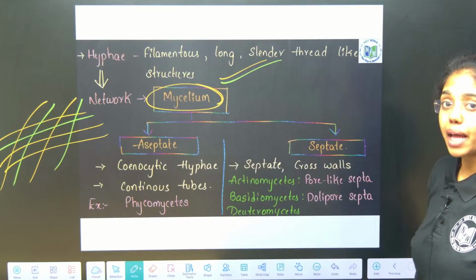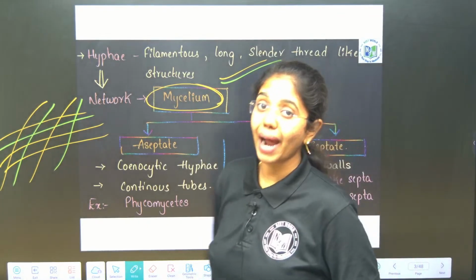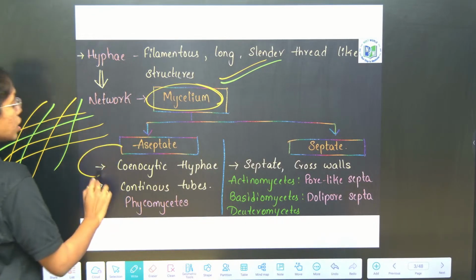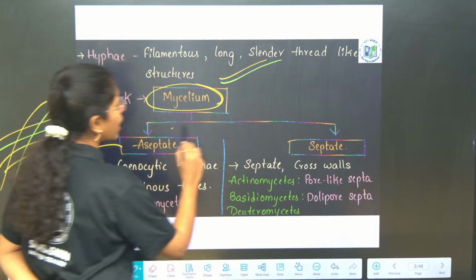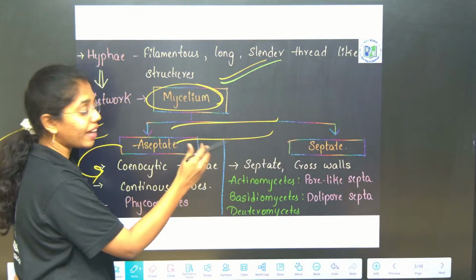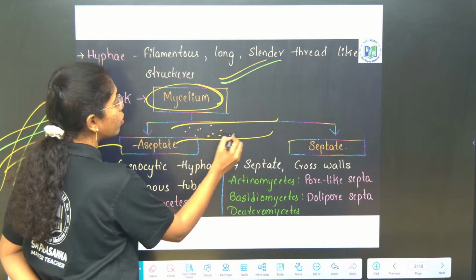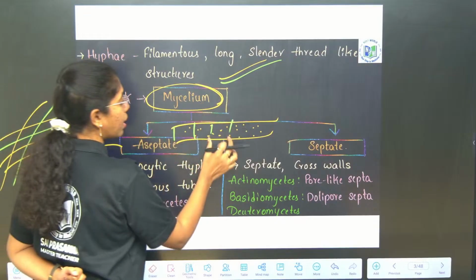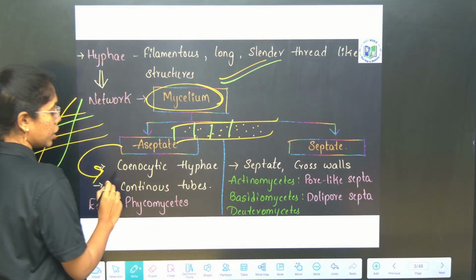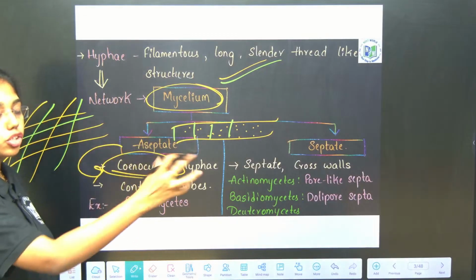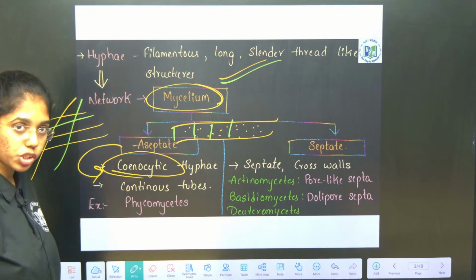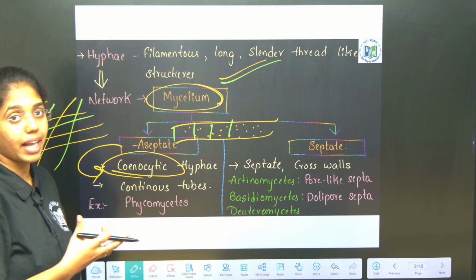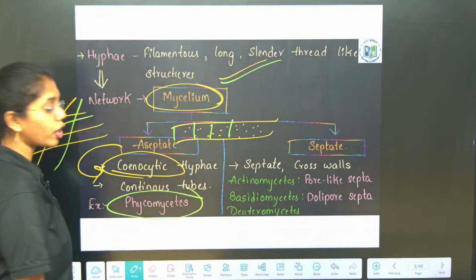Mycelium. Mycelium can be of two types, aseptate mycelium and septate mycelium. Aseptate hyphae are cenocytic hyphae, which means there is no septa separating the hyphal strands, which shows multinucleated or syncytium condition. Continuous tubes are observed without any septal separation, and this type of hyphae is called primitive hyphae, aseptate hyphae, which is observed in the class Phycomycetes.